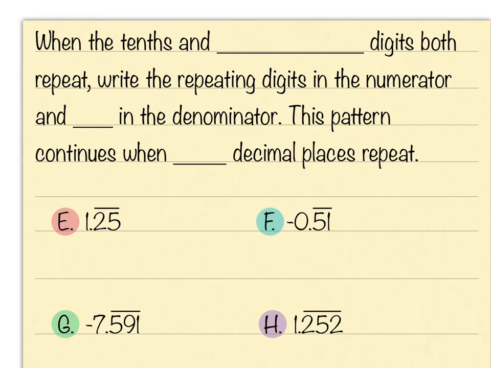All right, so now when the tenths and the hundredths digits both repeat, we write the repeating digits in the numerator and we write 99 in the denominator. So if it's got 2 repeating decimals, we put it over 99. Now this pattern continues anytime all the decimal places repeat. So if we have 3 repeating decimals, we'll put it over 999. You just use as many 9s as you have repeating decimal places.